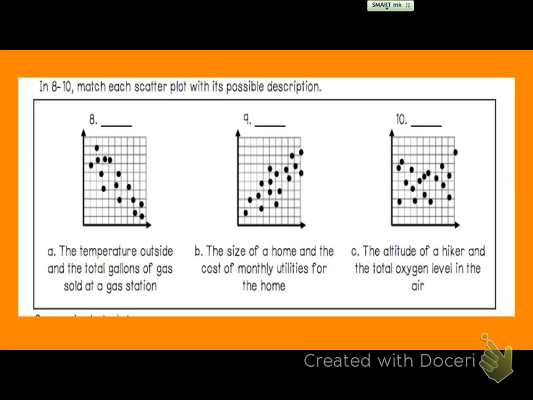Okay, so 8 through 10, it says match each scatter plot with its possible description. So I'm going to let you do 8, 9, and 10 on your own, and then we're going to come back and go over it.